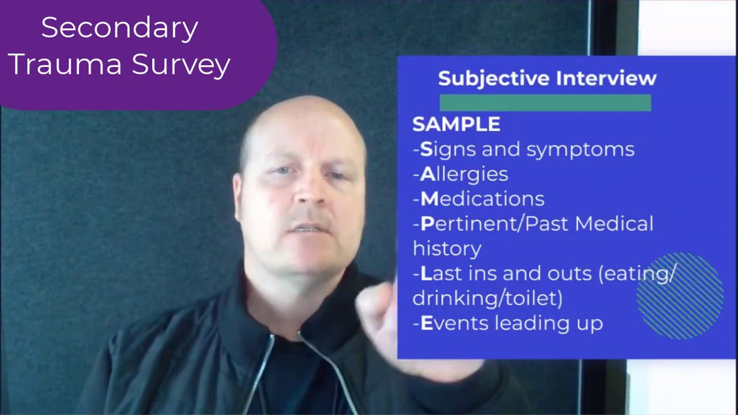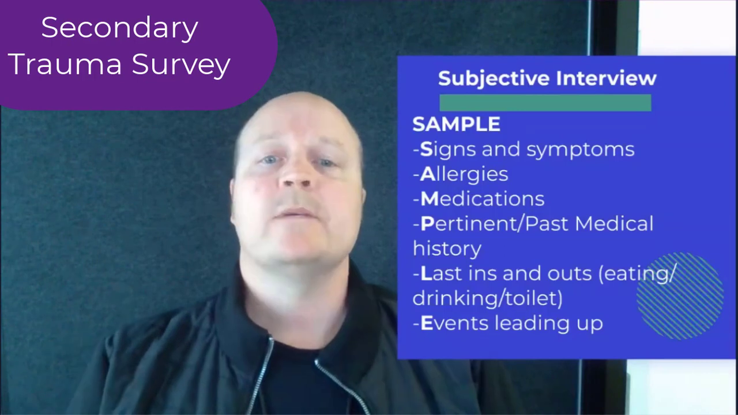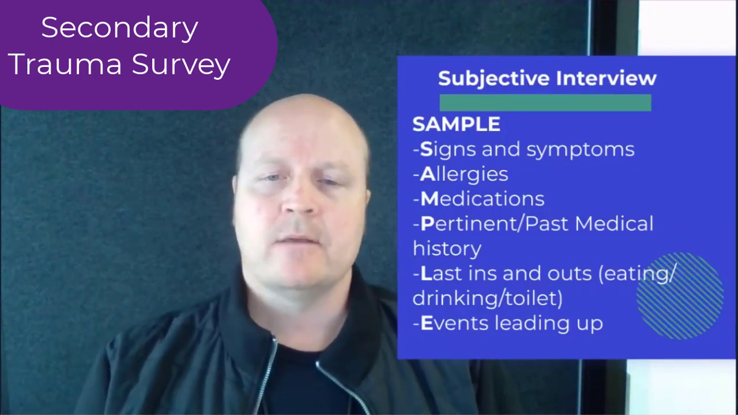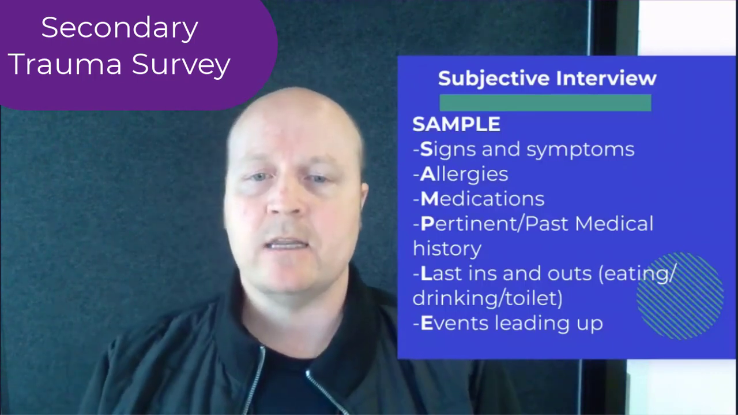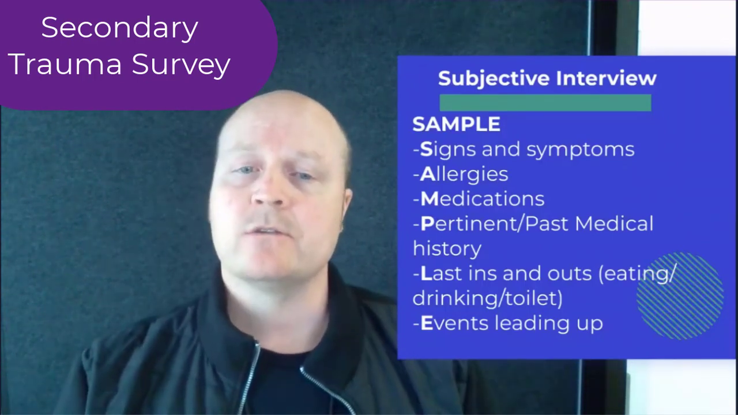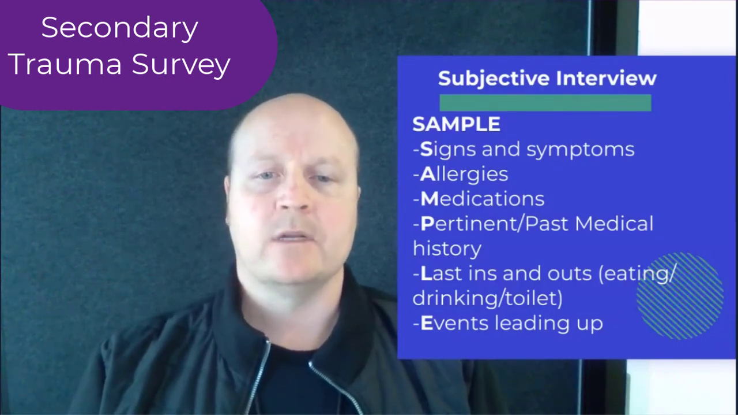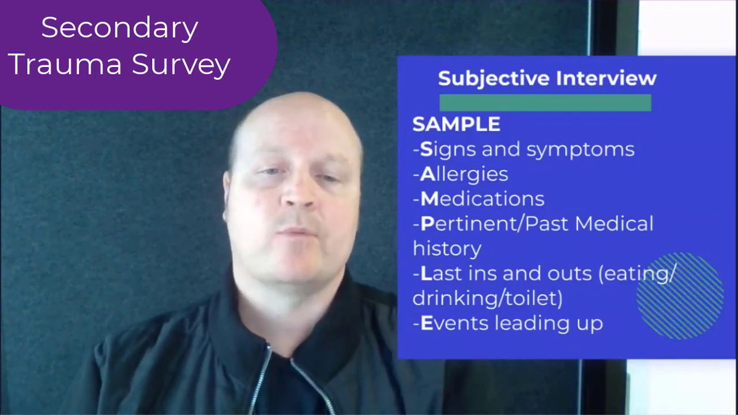So you can use the SAMPLE mnemonic here. S is for signs and symptoms, what seems to be wrong, and then A, allergies, do you have any? M, medications, are you on any medications? Have you taken any today? Have there been any changes to your medications? And then our P is our pertinent or past medical history. Are you diabetic? Have you had a stroke? Do you have a history of heart problems?